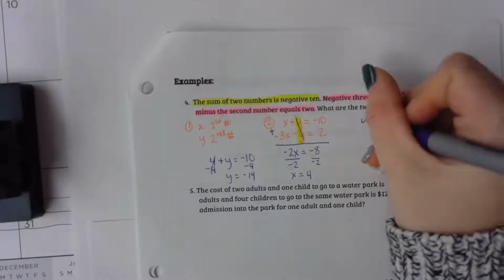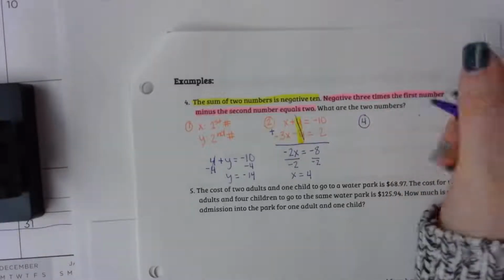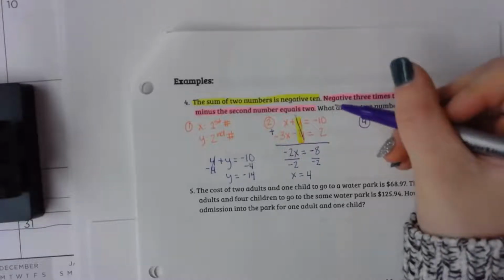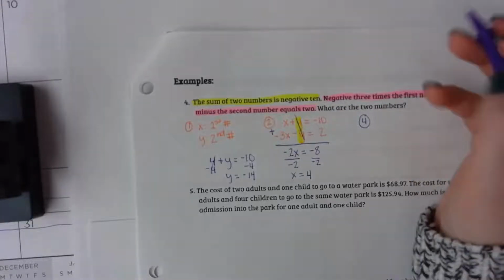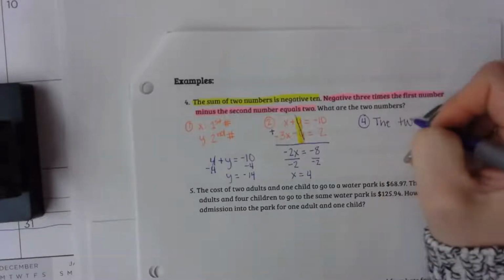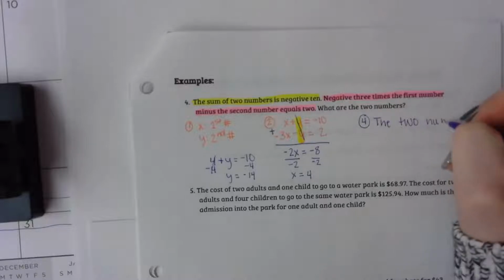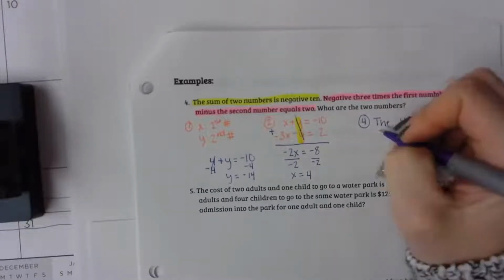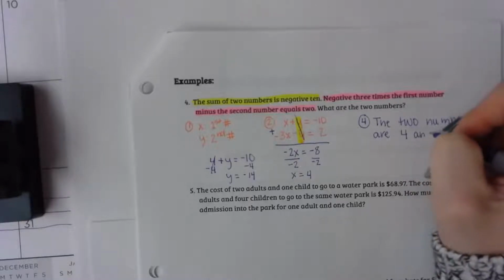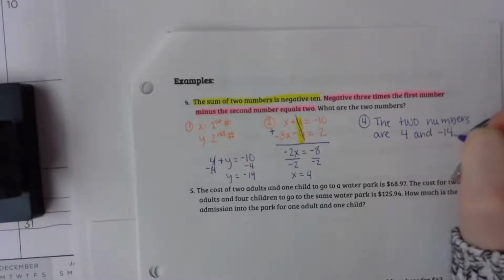So then the last thing that we need to do is write our sentence at the end answering the question. So the question was, what are the two numbers? So the two numbers are 4 and negative 14.